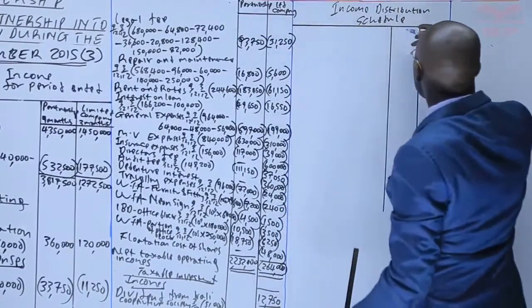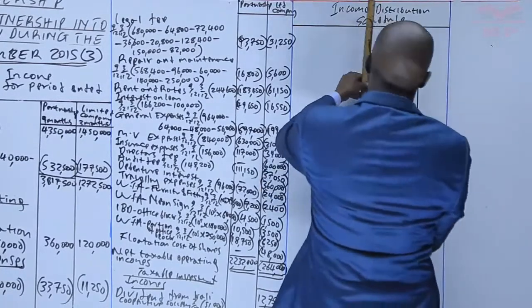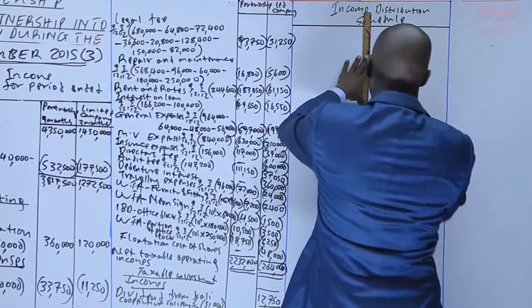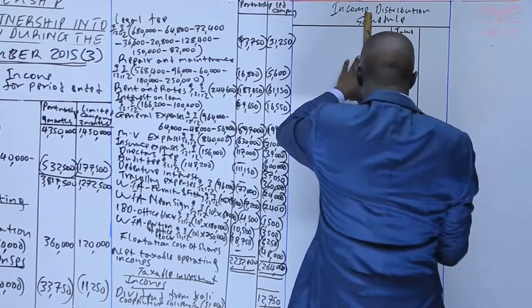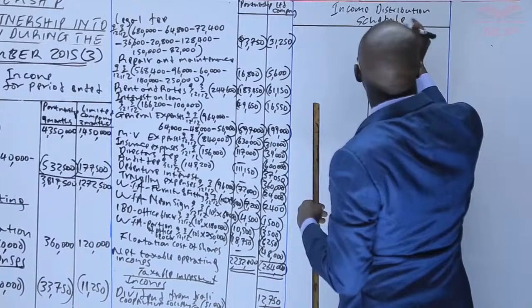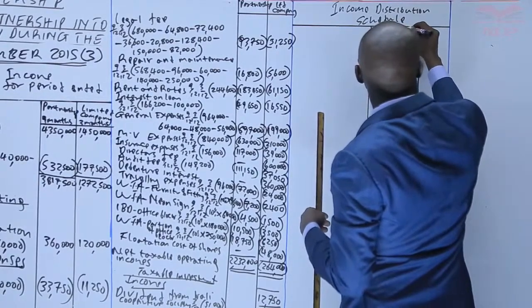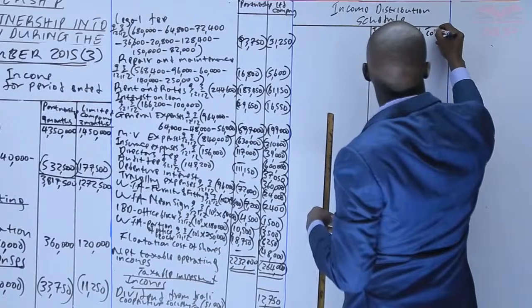So we have the James. Maybe we need an extra one here, so that we have the James, Katana, and the totals.